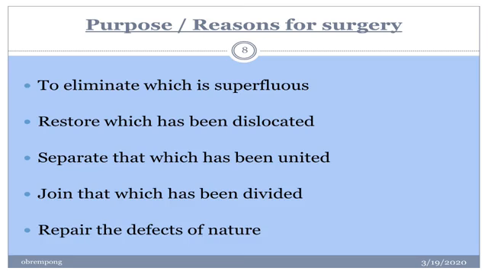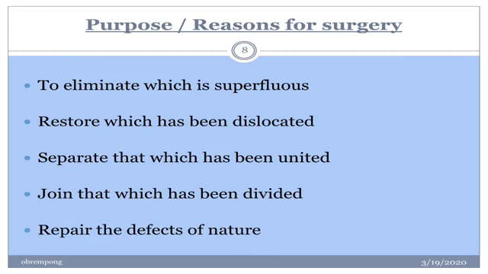Separate that which has been united. Certain things have already been united, so it is the responsibility of surgeons to separate them. An example is Siamese twins that are born together. Probably they are sharing some part of the body, an internal organ or something. So it is the responsibility of surgeons to do such surgery. Some parents decide to do it, others decide not to. Certain things like that could be separated with surgery.